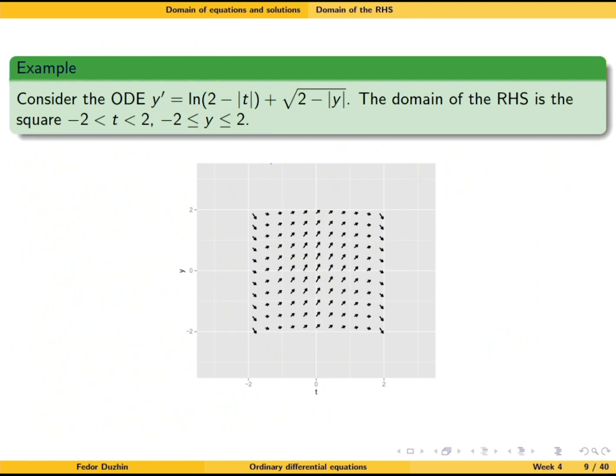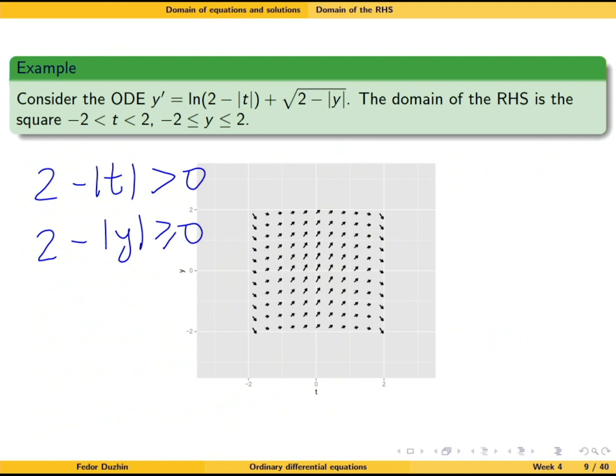So here is a combination. Here the argument of ln has to be strictly positive, and the argument of the square root has to be non-negative. But if you solve these two inequalities together, then you will see that the domain of the right-hand side of this differential equation is a square. But it's a bit tricky, right?